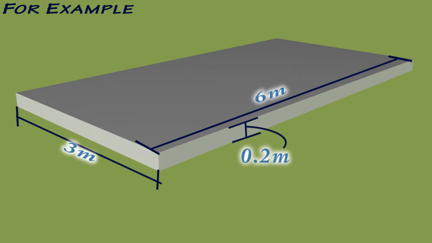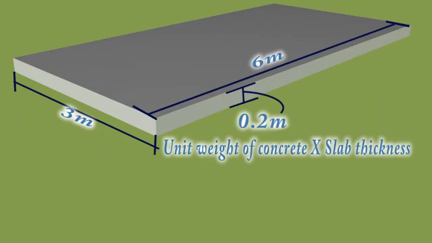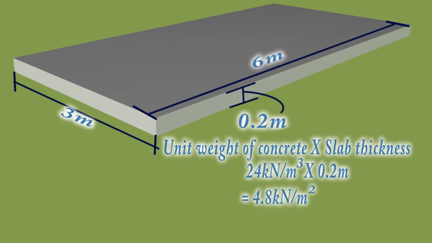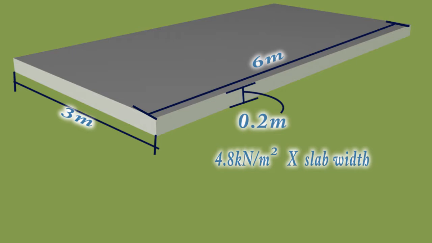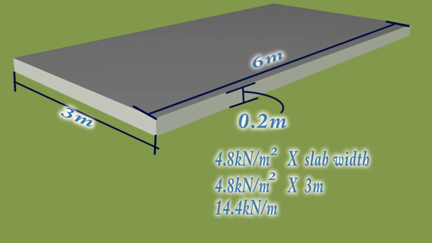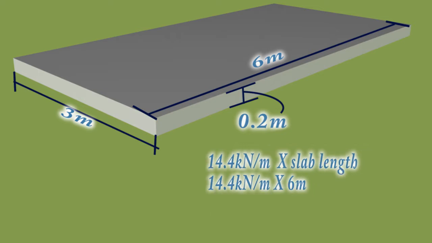expressed as follows. Multiplying the unit weight of concrete by slab thickness, that is, 24 times 0.2, gives 4.8 kilonewtons per meter squared. Multiplying 4.8 by slab width, that is, 4.8 times 3, gives 14.4 kilonewtons per meter. And multiplying 14.4 by 6, the slab length, gives 86.4 kilonewtons.